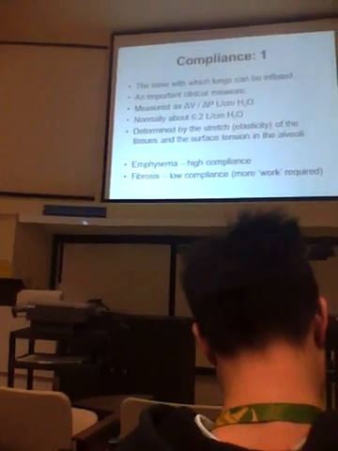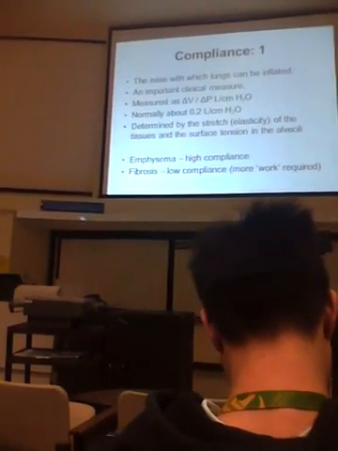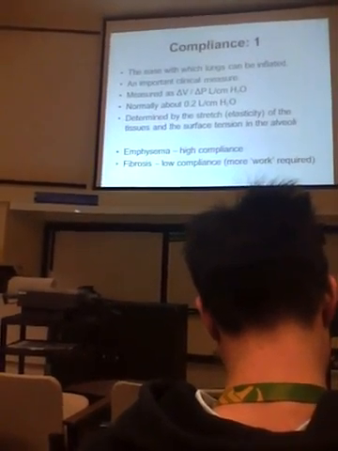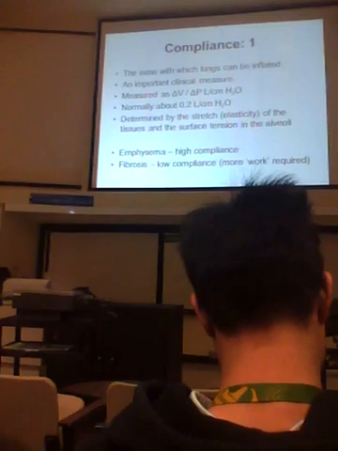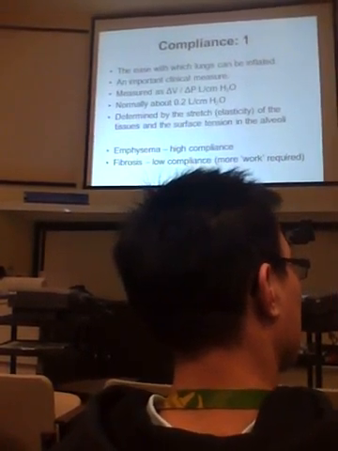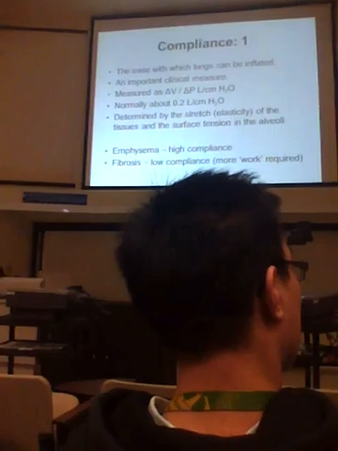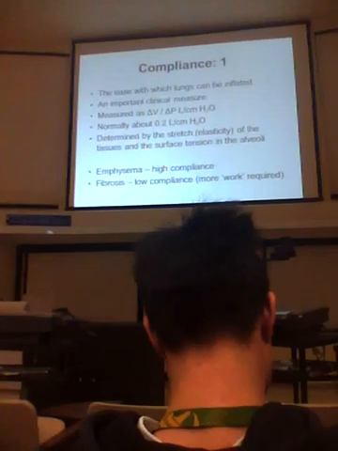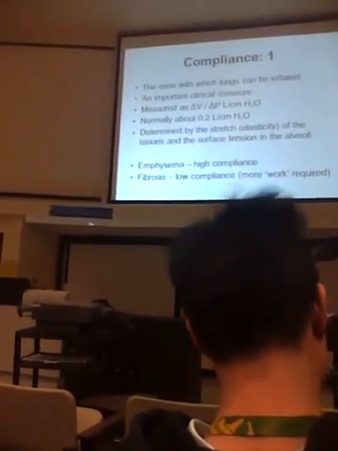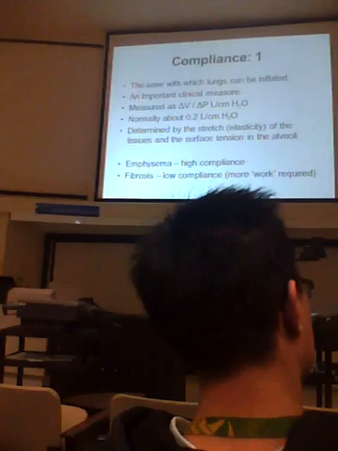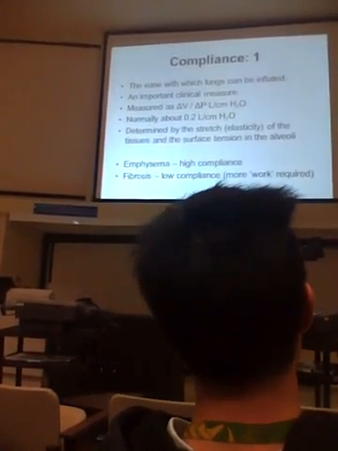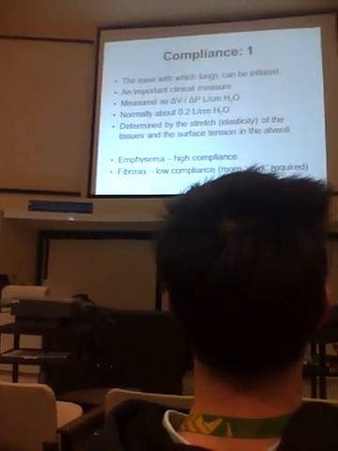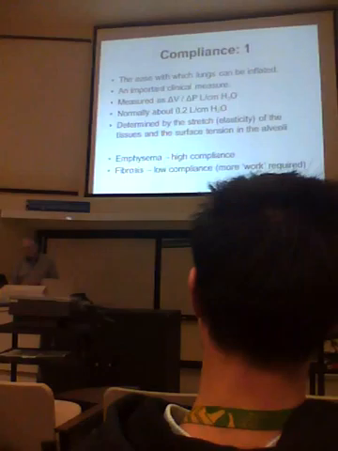Emphysema, in which you break down the walls of the alveoli, means that you have a very high compliance, very elastic lungs, but doesn't really help you breathe because of the lack of surface area of the alveoli, the gas exchange. And fibrosis, in which there's replacement of lung tissue by scar tissue, which is no longer elastic. And so you have a hard time inflating the lungs, and this is an example of low compliance, where you need to do more work in order to expand the lungs.